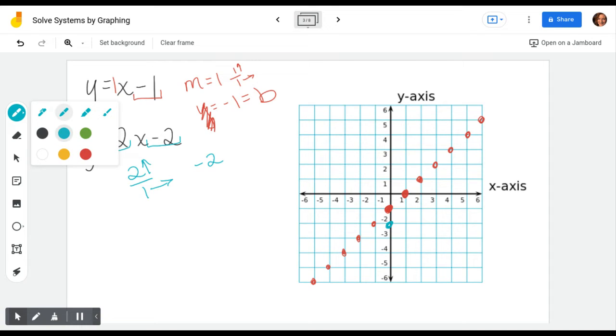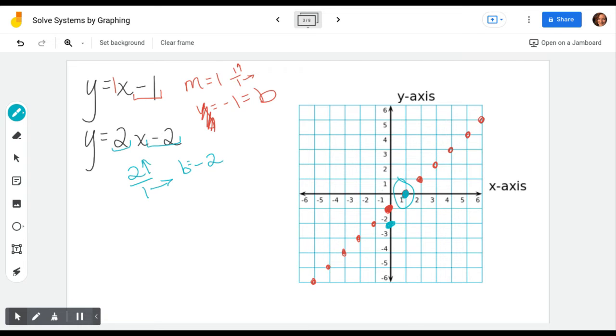Okay, so my y-intercept on the second equation is -2. So my starting point is -2 on the y-axis. From there, I'm going to go up 2, right 1. Hey, we don't have to continue. I've already found where these two lines are going to intersect.